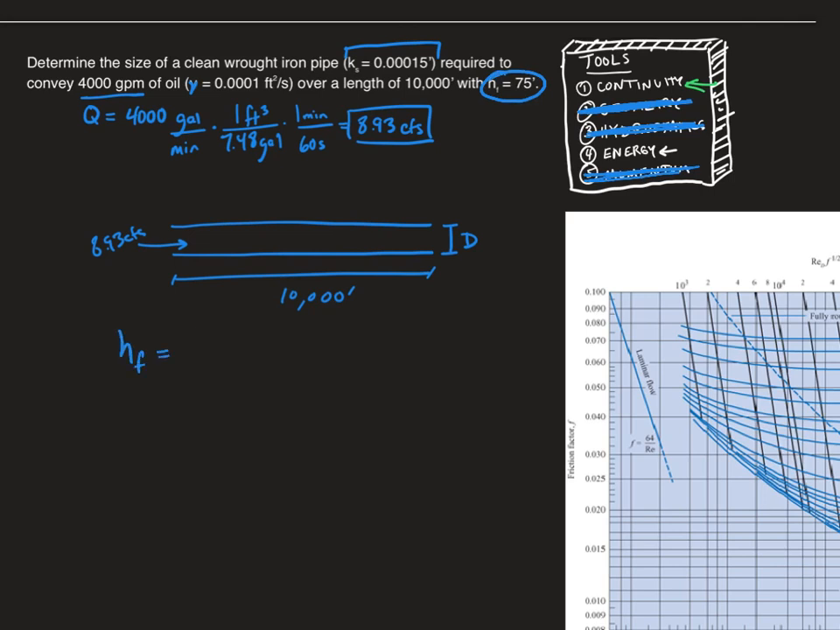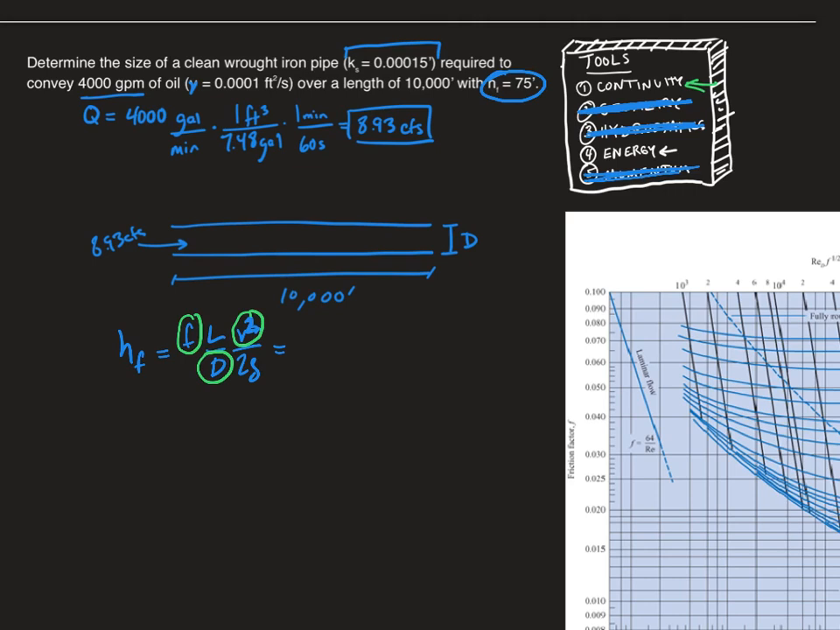So we say, okay, cool. Head loss, I know this is the Darcy-Weisbach equation, f L over D, V squared over 2g. Now the problem here is that V, I don't know. I don't know this, I don't know this, and I don't know this. So that's awfully frustrating.